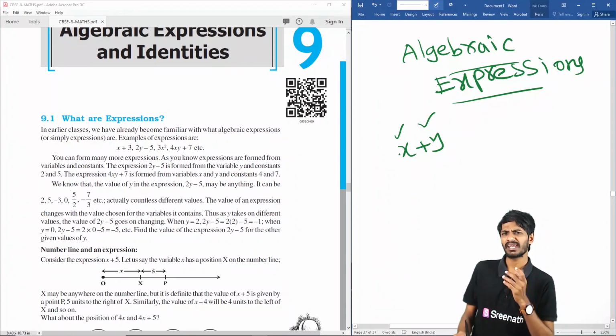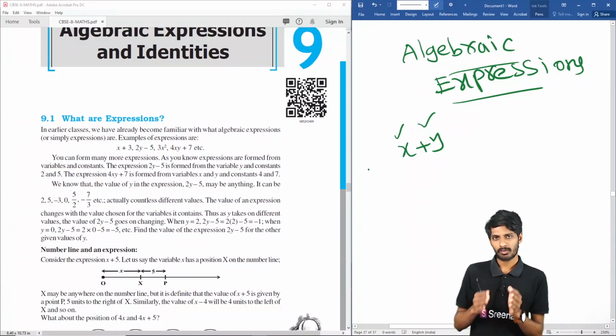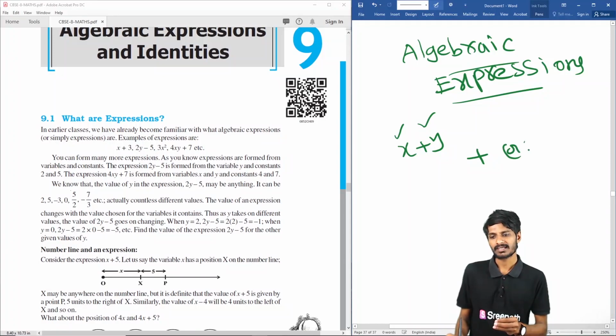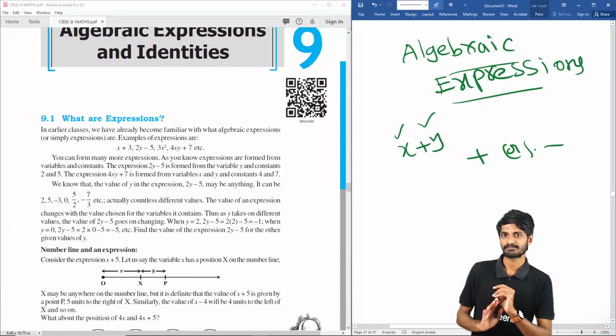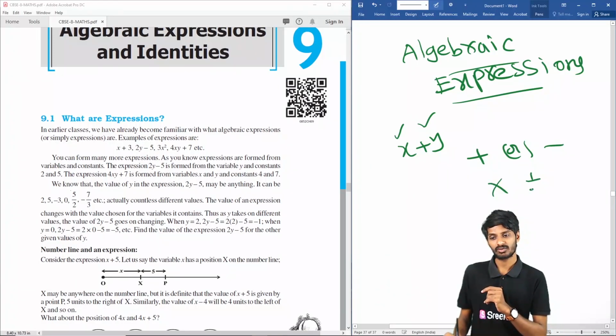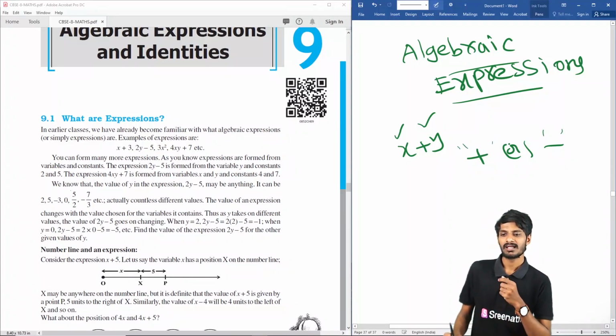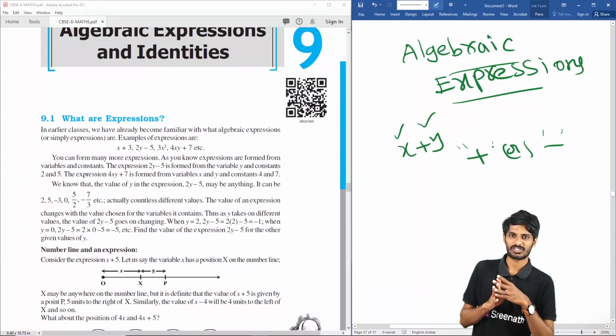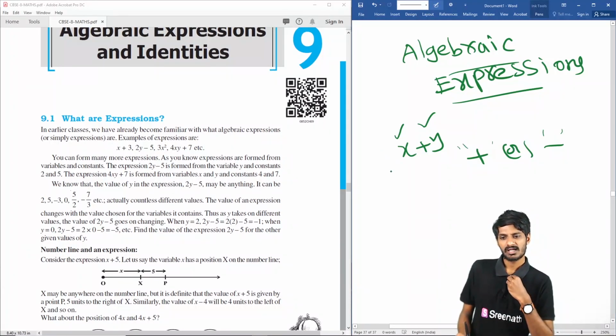So what is meant by an expression? An expression is nothing but a combination of two or more terms, and all are combined by plus or minus, by adding or subtracting, not by multiplication or division. You have to remember it. So if two or more terms are combined by addition or subtraction, then it is called an expression, students.